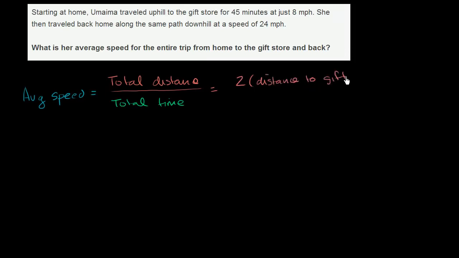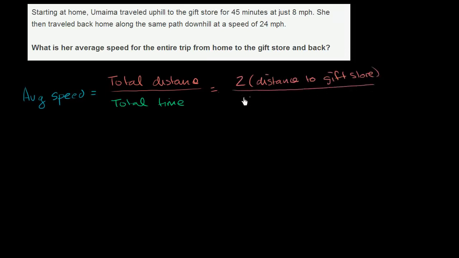That's going to be equal to the total distance that she traveled over the total time. Well, what's the total distance going to be? Well, the total distance is going to be the distance to the gift store and then the distance back from the gift store, which are the same distances. So you could say 2 times the distance to the gift store.